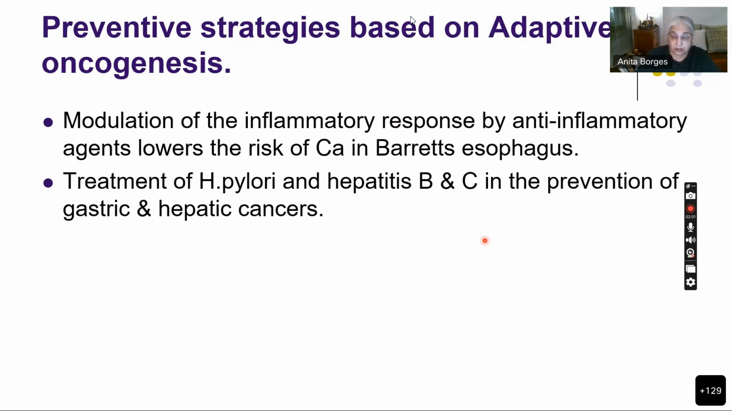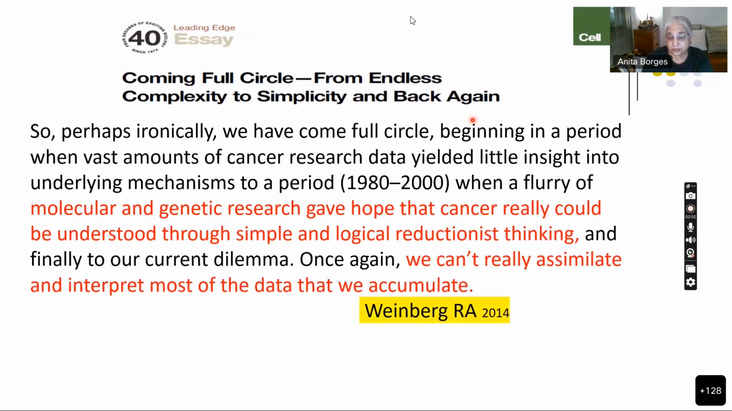And what have you done? All that you have done is stop the inflammation. Therefore, you're stopping the repair and regeneration process. Similarly, you treat hepatitis B and C, or H. pylori, and you prevent hepatic and gastric cancers. And so we have come full circle. We thought we knew everything. We thought that by studying the cancer cell, we were going to be able to cure cancer.